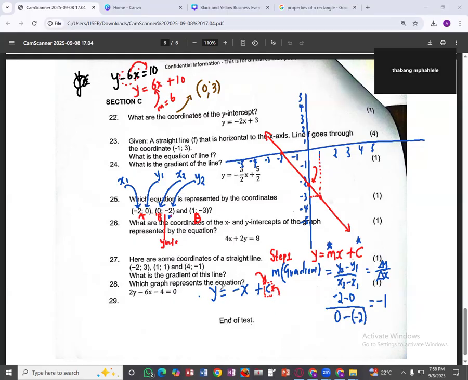You can say my y is -3. Remember, this is your y, this is your x. You use any point on the straight line to find c. You say y, you put it -3.